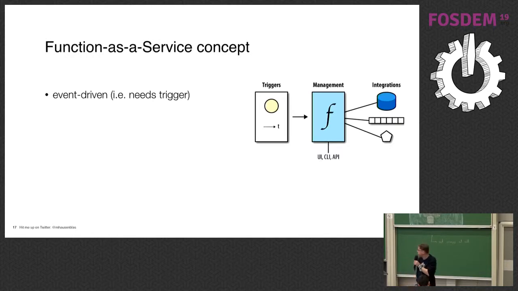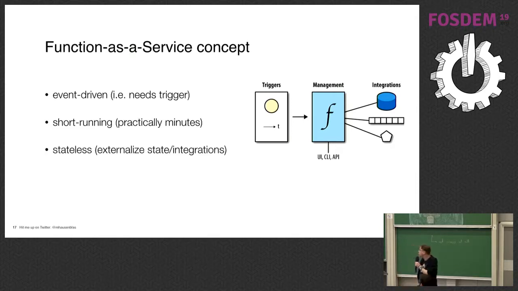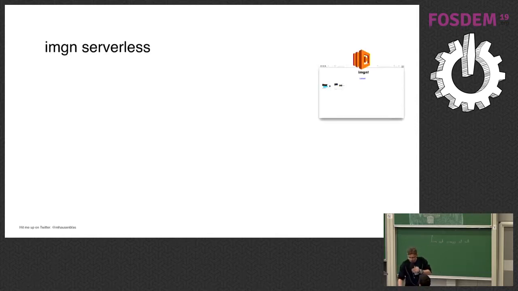So function as a service, that's the service concept that I've been using here to implement that Imagine application, is essentially event-driven. So you have some kind of event that could be an HTTP call through the API gateway. It could be a new image is uploaded into an S3 bucket or whatever. You have one or more short-running stateless functions. And because they're stateless, it means you have to externalize the state. You need to put that somewhere. It could be a relational database, it could be a NoSQL database, message queue, whatever.